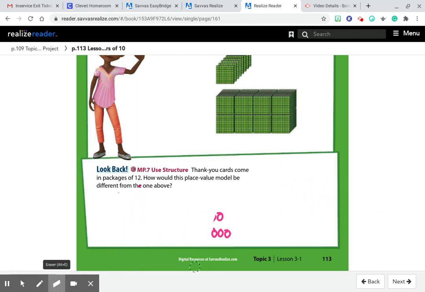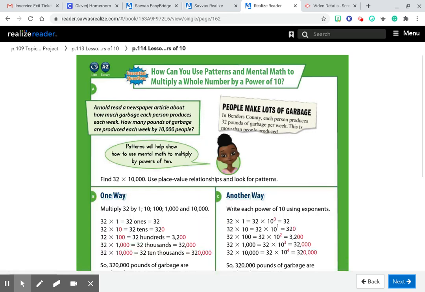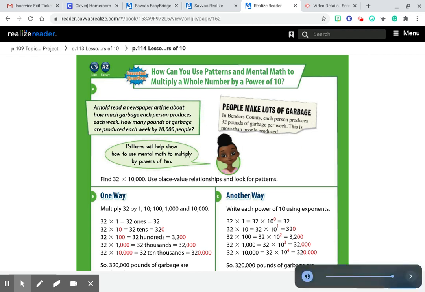Okay, so that was our solve and share. So we're looking for patterns. Next page. You can watch the video, and the video will use the animation to explain the problem. We'll go over it together here now, but you can also watch the video. How can you use patterns and mental math to multiply a whole number by a power of 10? Arnold read a newspaper article about how much garbage each person produces each week. How many pounds of garbage are produced each week by 10,000 people? People make lots of garbage, don't they?